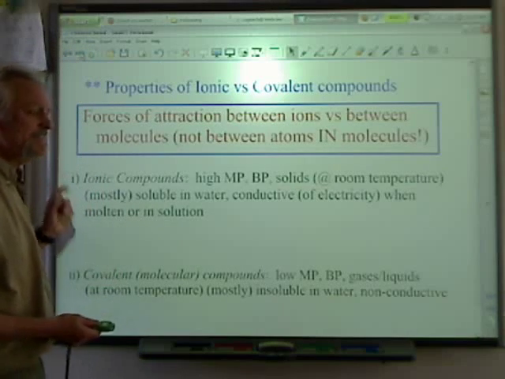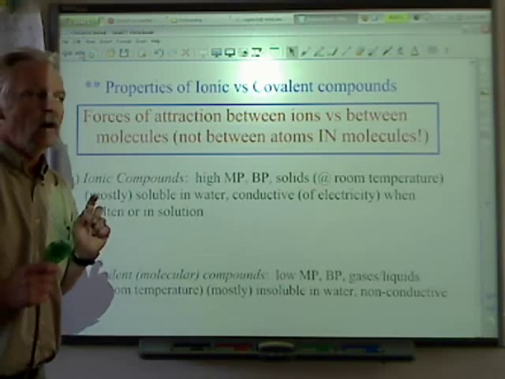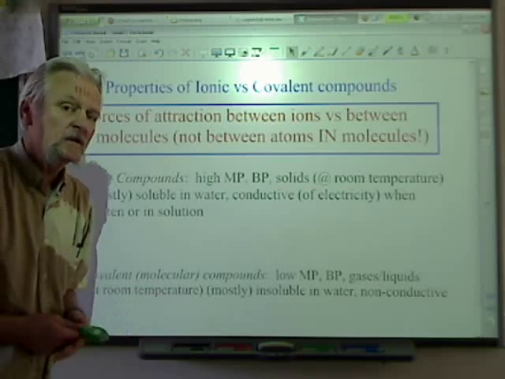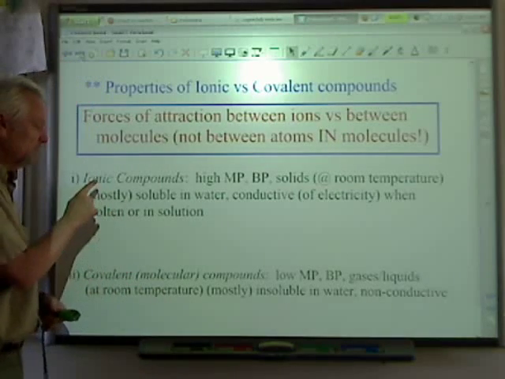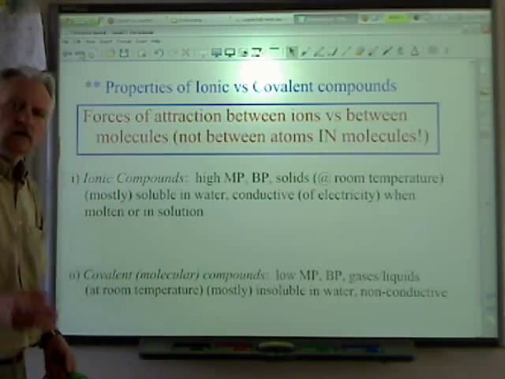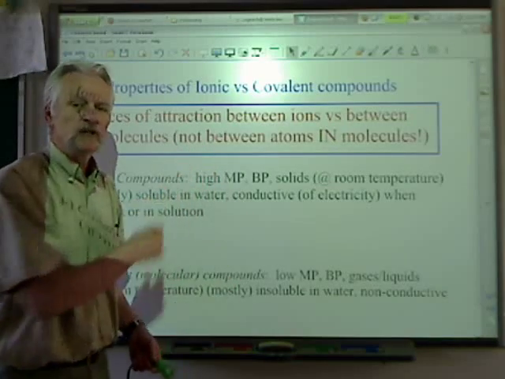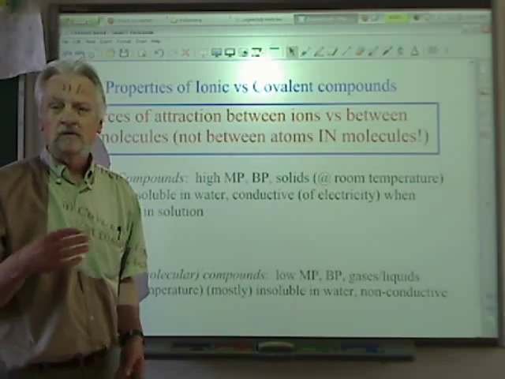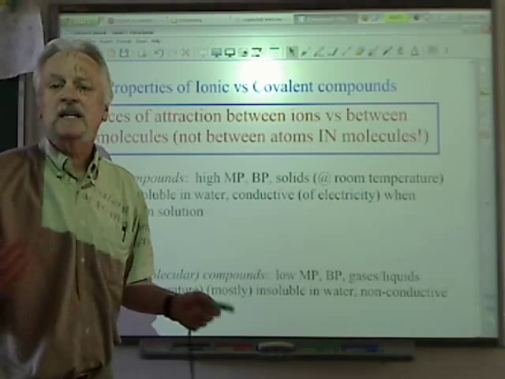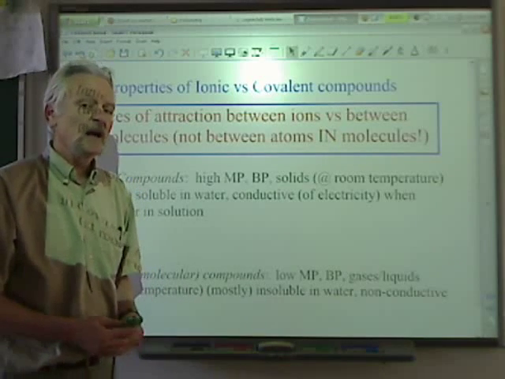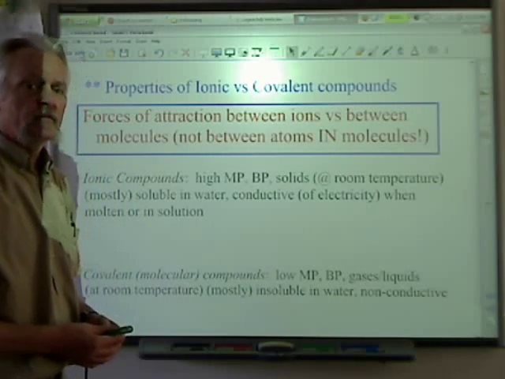So it is very easy, in most cases, to identify a substance as being ionic or covalent simply by doing a few simple tests, and you will do this in lab with a variety of substances and end up declaring them to be either ionic or covalent based on their physical properties.